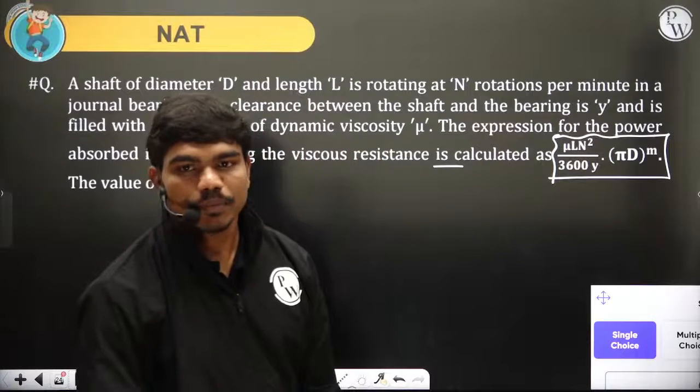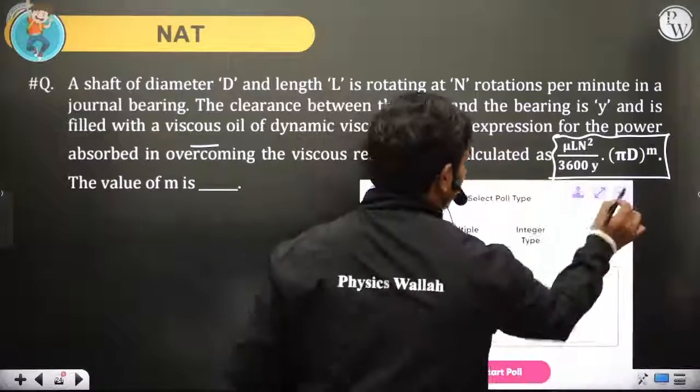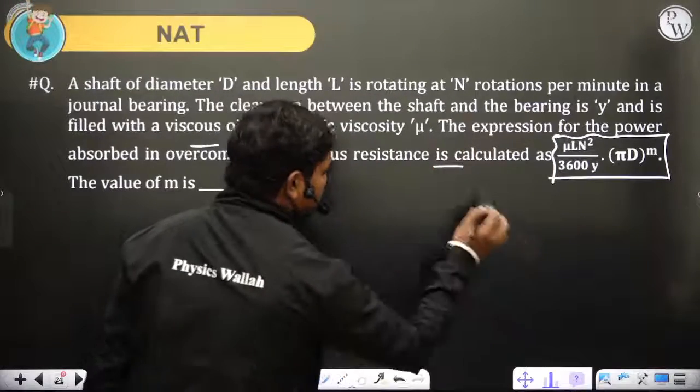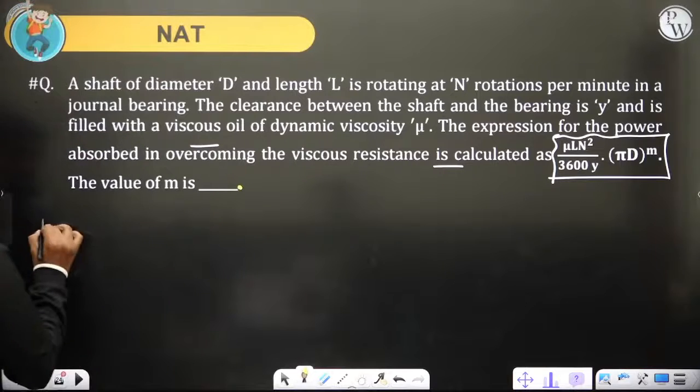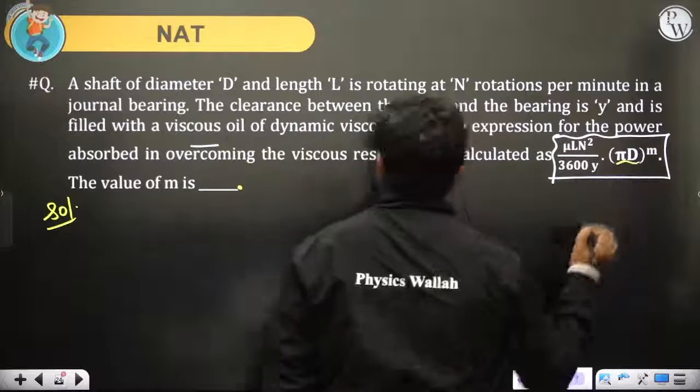Okay, the poll is not working. Fine, it's okay. We'll go without this poll. So see here, please solve this question. What is the value of m? So m is actually given as some power on the top of this pi d. Now let us see what they're telling you.